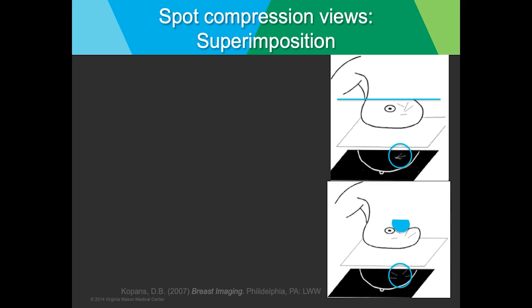As seen at the top of the diagram, the structures are actually separate in the breast, but in the image appear to be overlapping and can mimic a true lesion. Spot compression, as seen on the lower portion of the diagram, will spread apart the different structures and show that there is no true lesion. This is called superimposition and refers to the fact that different areas of the breast are superimposed, creating a pseudolesion.